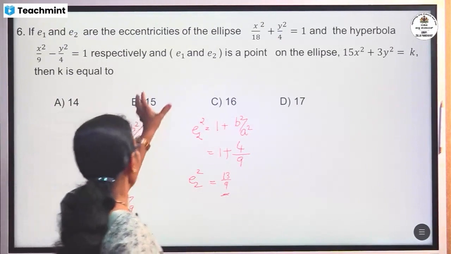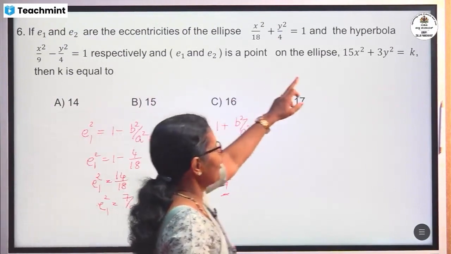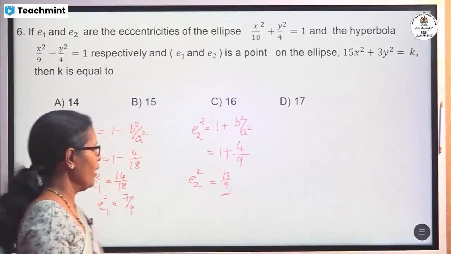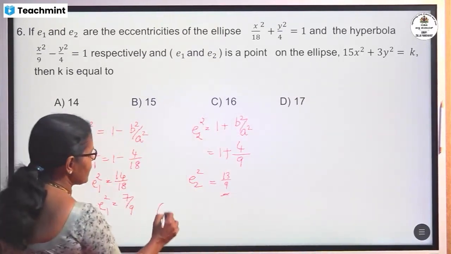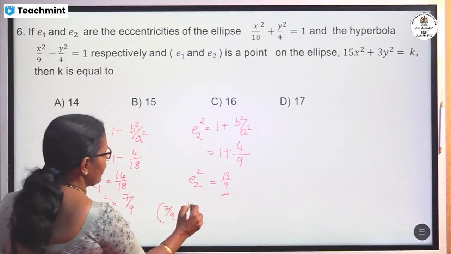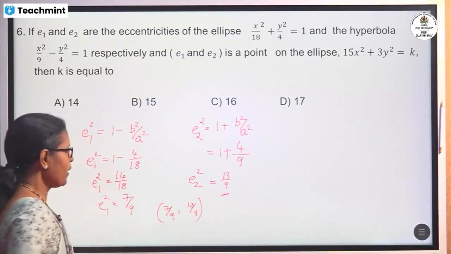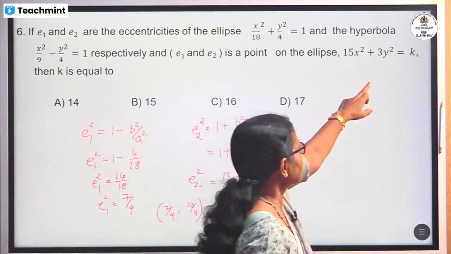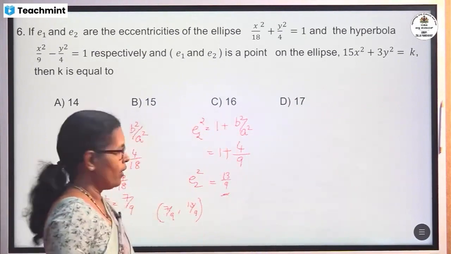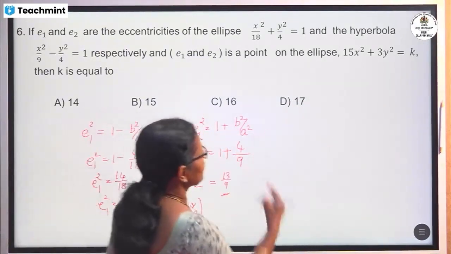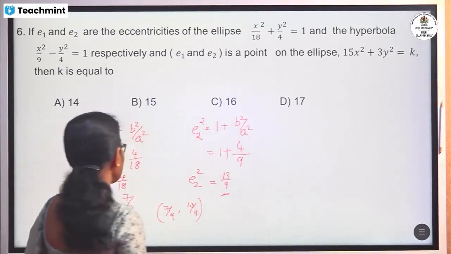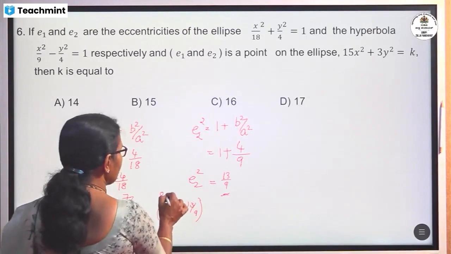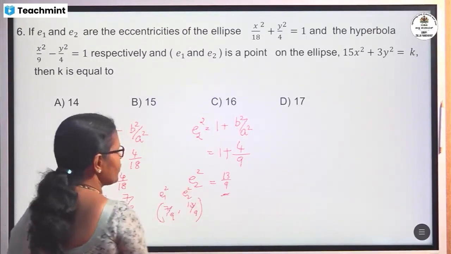Now, this E1 and E2 is a point on the ellipse 15x square plus 3y square is equal to k. That is, 7 by 9, 13 by 9 are the points on the ellipse 15x square plus 3y square is equal to k. Now, substitute x square is equal to this value, E1 square 7 by 9, and this one is y square. This is E1 square and E2 square.